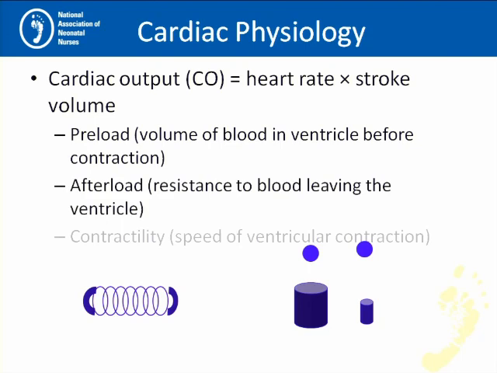Afterload is resistance to blood leaving the ventricle. The larger the vessel, the less resistance to blood flow. The smaller the vessel, the more resistance to blood flow. Contractility is the speed of ventricular contraction. Factors influencing blood return to the heart include acidosis, hypoxia, hypovolemia, high ventilator pressures, hyperthermia, and hypercarbia.